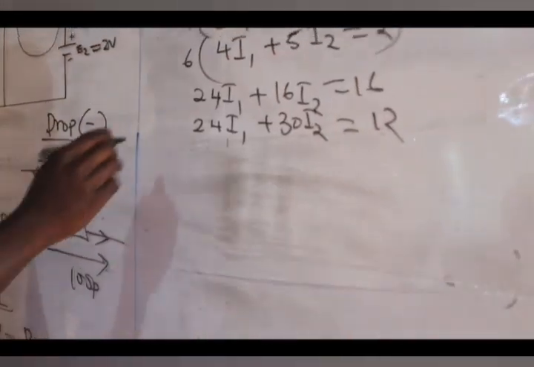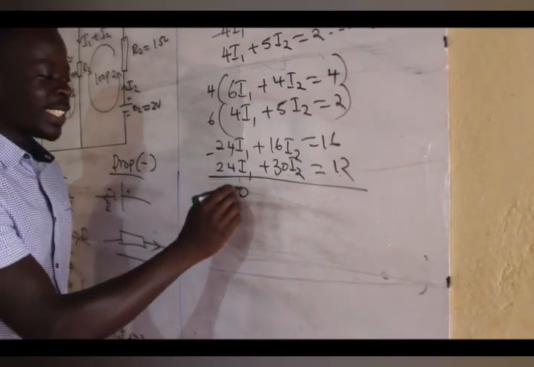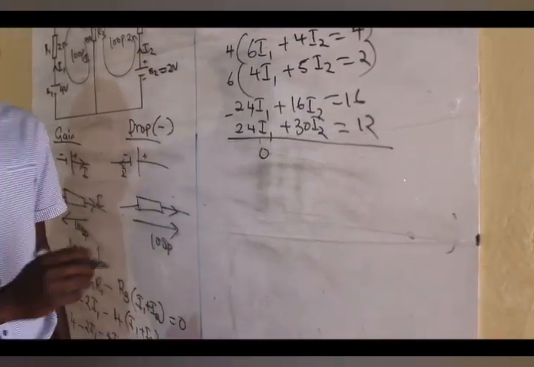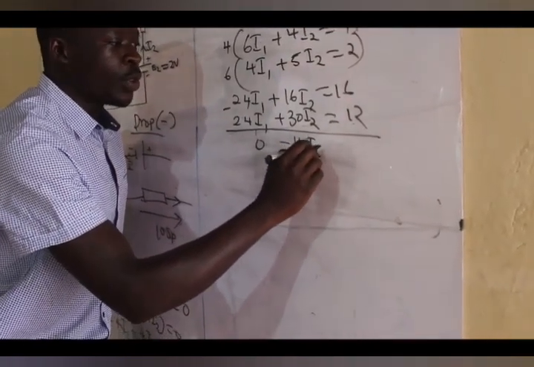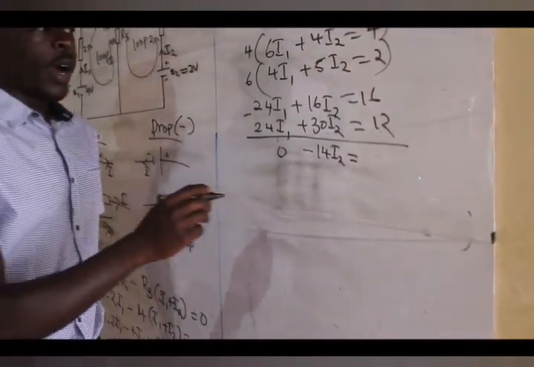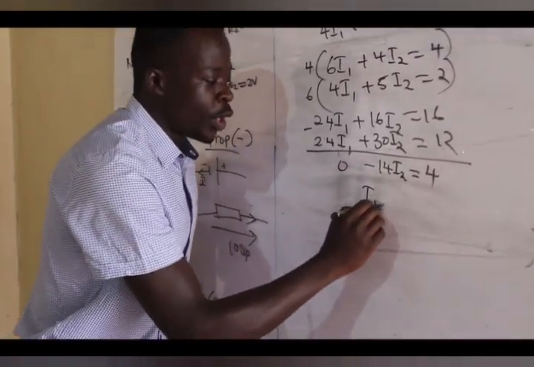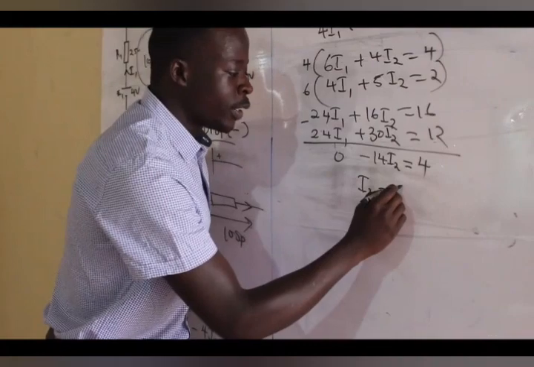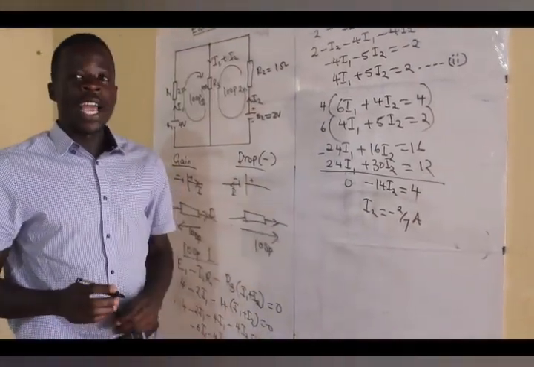Then what do we do? You find the difference. So this one minus this one will be 0. 16 minus 30 will give us negative 14I2. And this one is equal to 16 minus 12, which is 4. So therefore, I2 will be negative 2/7 amperes when you do the calculation there.